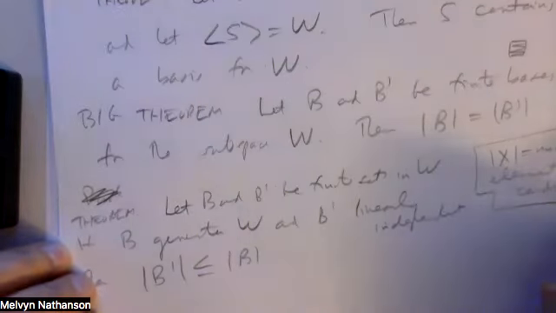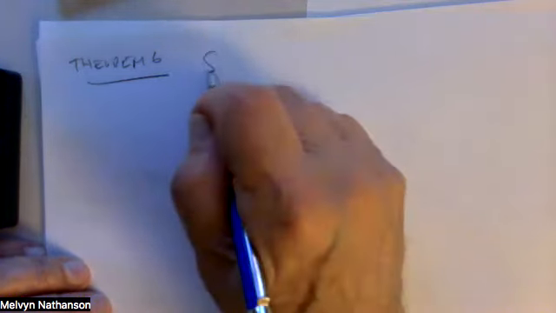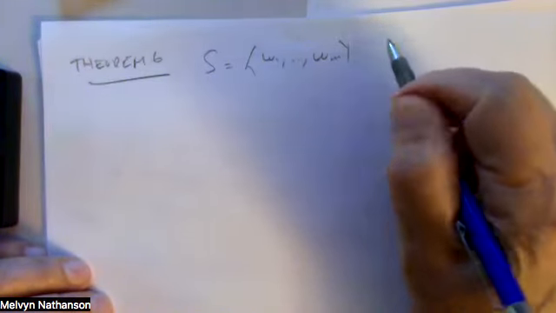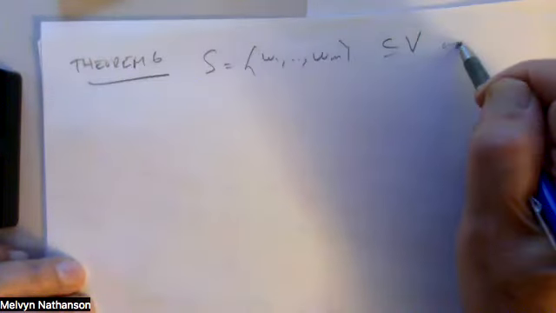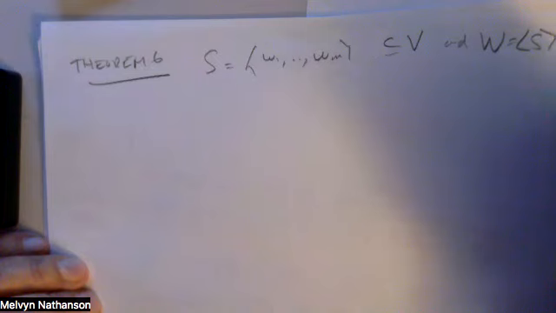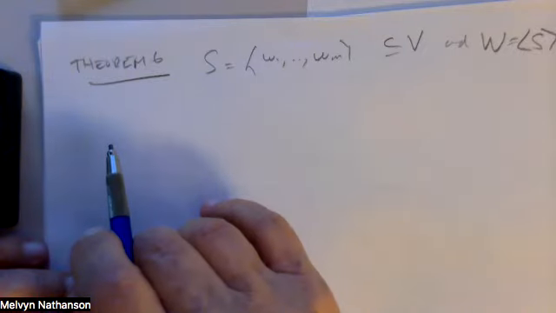Let me use exactly the notation I used yesterday. So in the notes, this is theorem 6. We have S consisting of m vectors. It's a finite subset of the vector space V. It's contained in V. And we let W be the subspace generated by S.